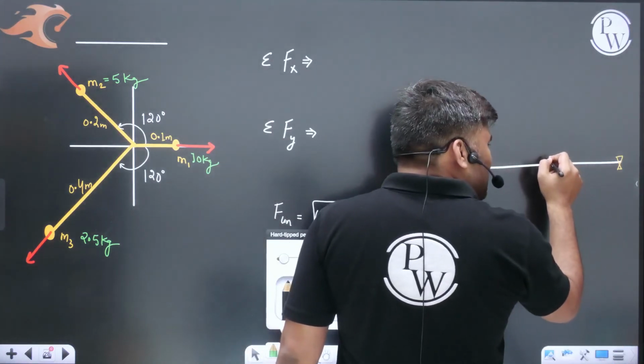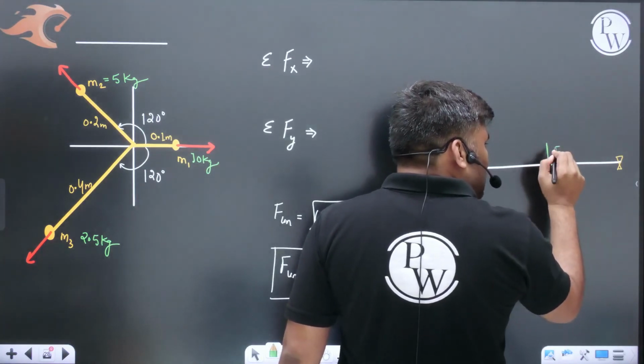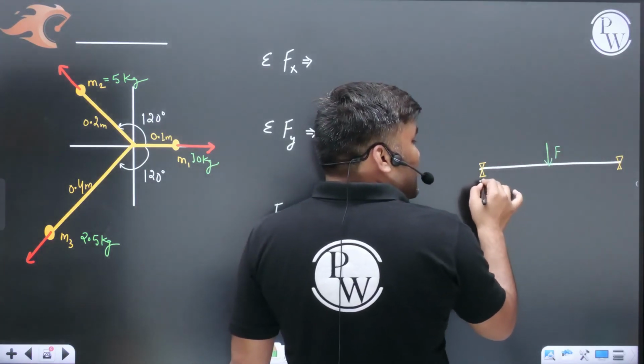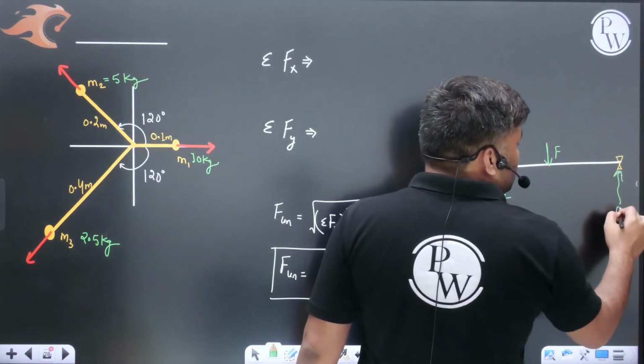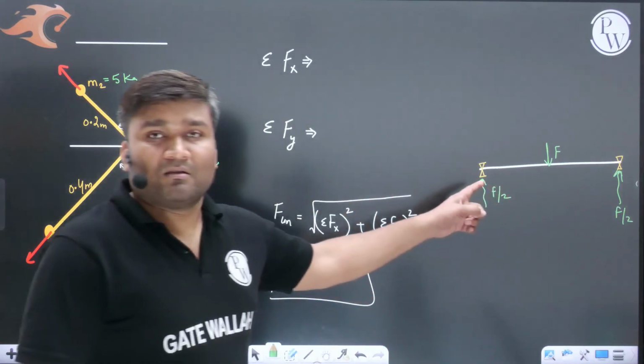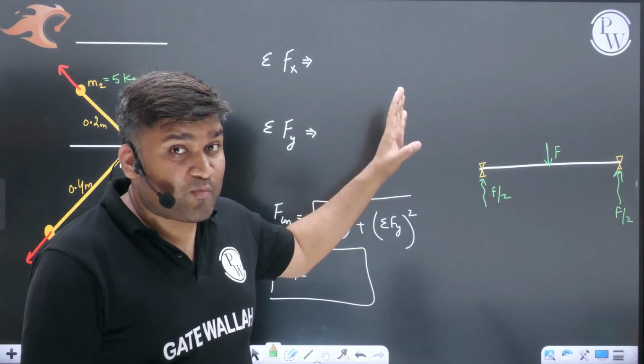Whatever unbalanced force is there, suppose some force is acting here, this is the force. Due to this force, now reactions F by 2, F by 2. Getting my point? These are going to be reactions. This is being asked. Everybody is getting my point.